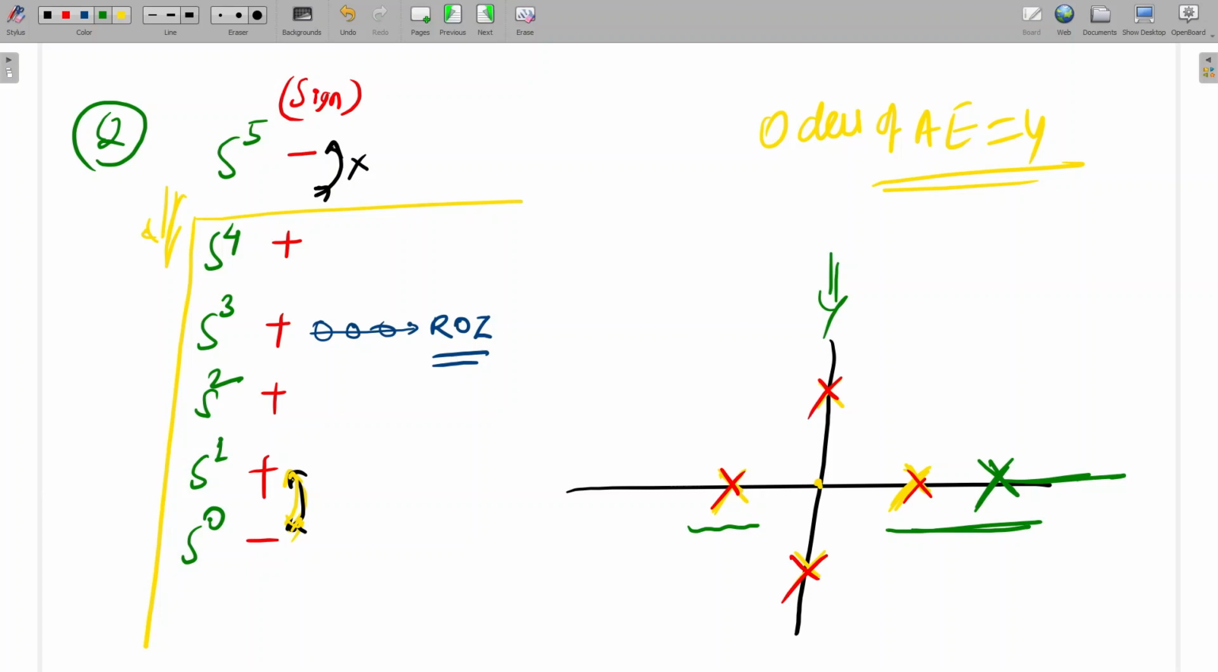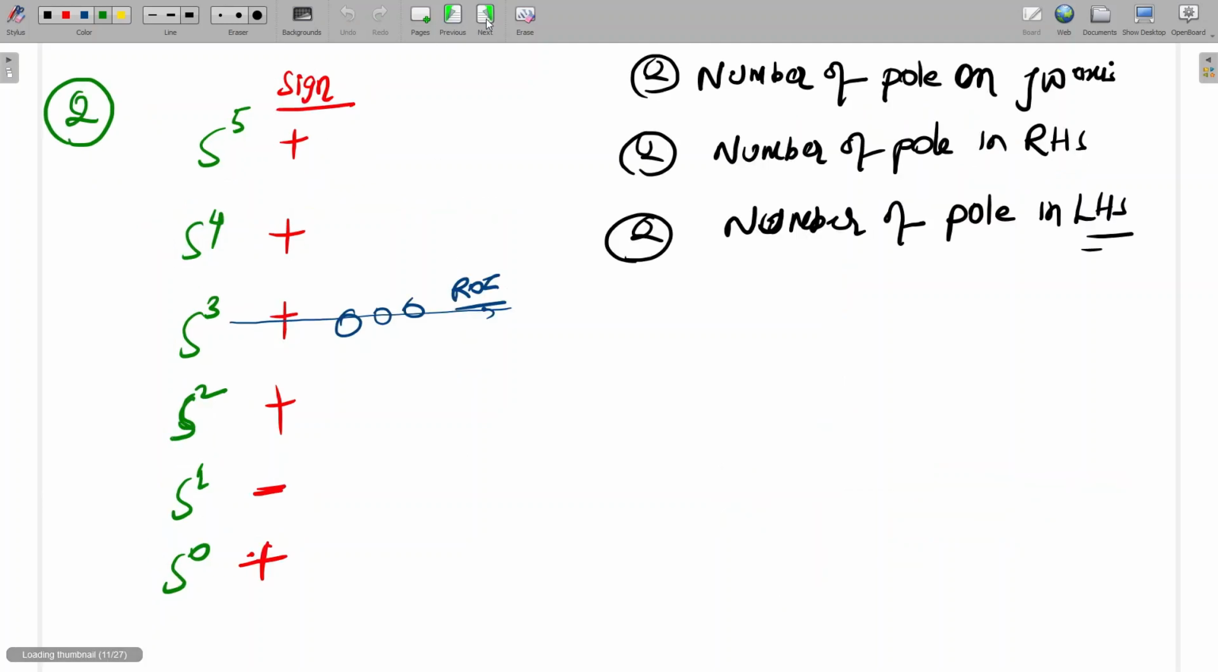Okay, so this is a very important concept. In GATE also they are repeating this concept and many students make mistakes in this kind of question. So here one other question is there, of the same kind. I'm going to solve this one also.